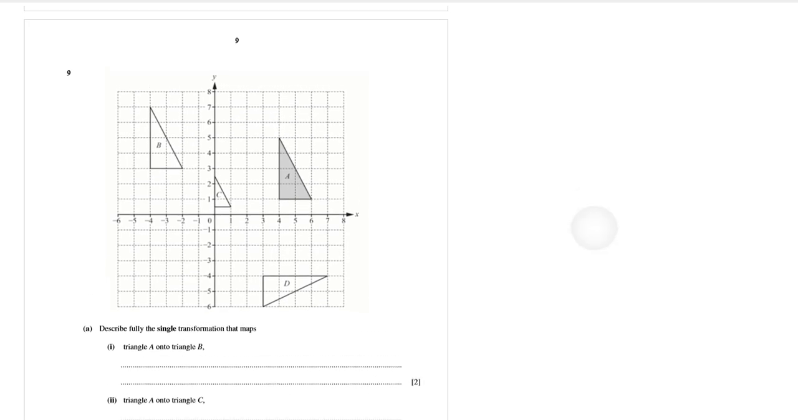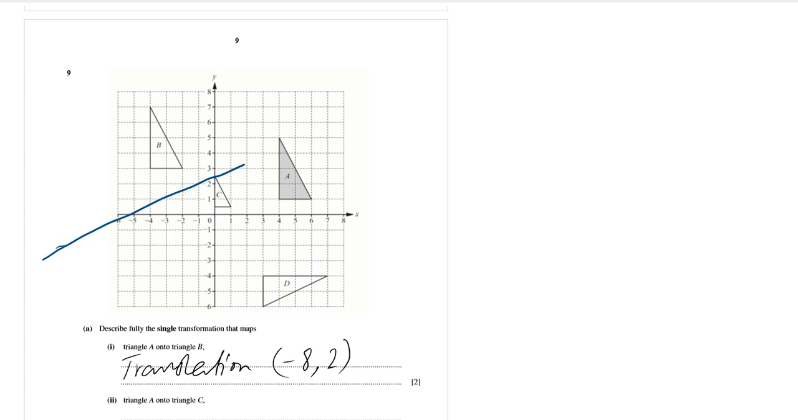Triangle A onto triangle B. A onto B, definitely it's translation. So 1, 2, 3, 4, 5, 6, 7, 8, 1, 2. -8 plus 2. It's translation -8 and 2. A onto C, it is an enlargement, but it's getting half or something, so it will be a fraction.